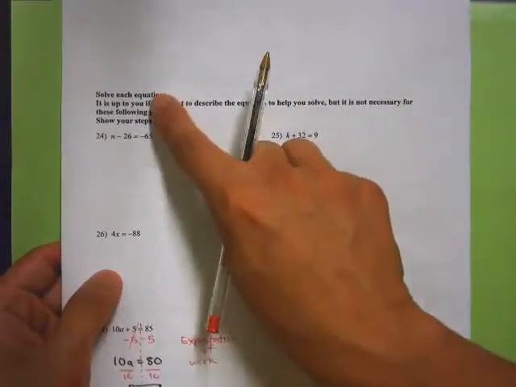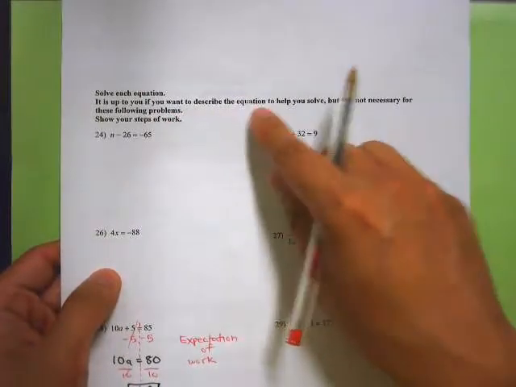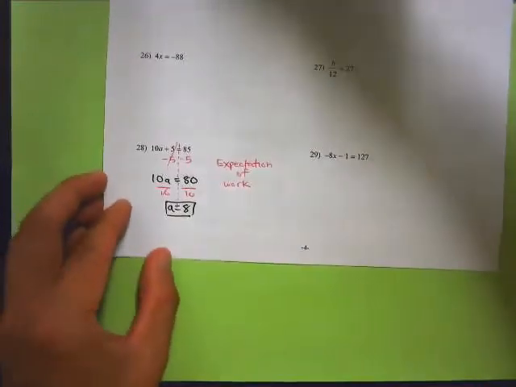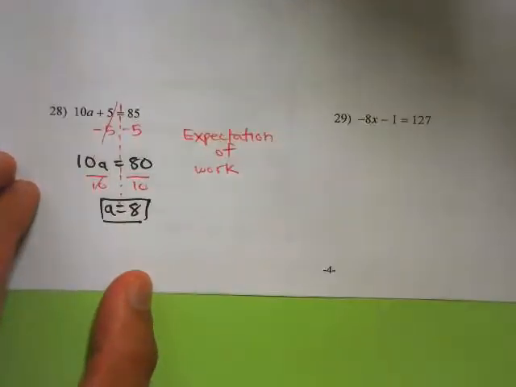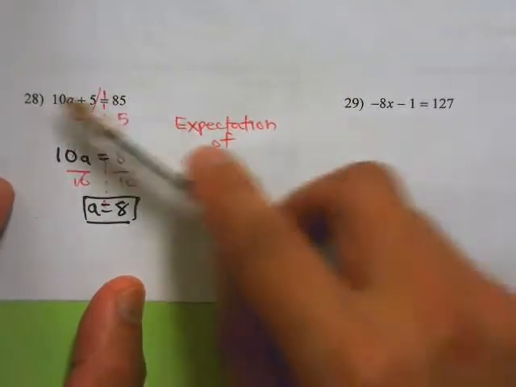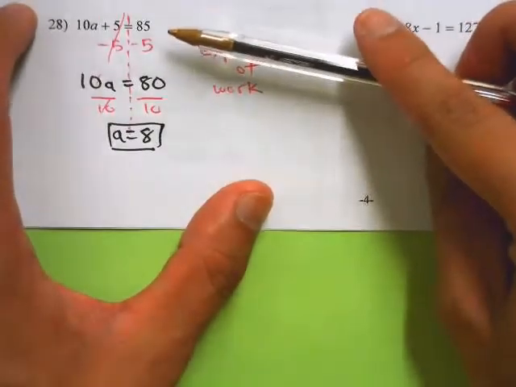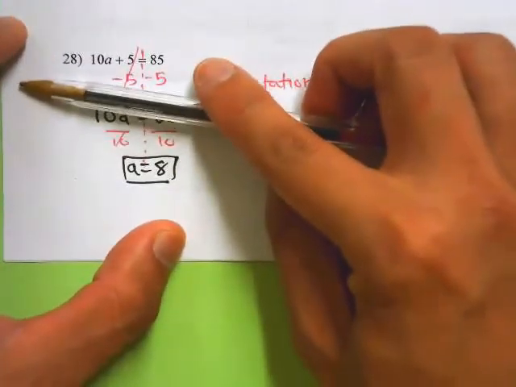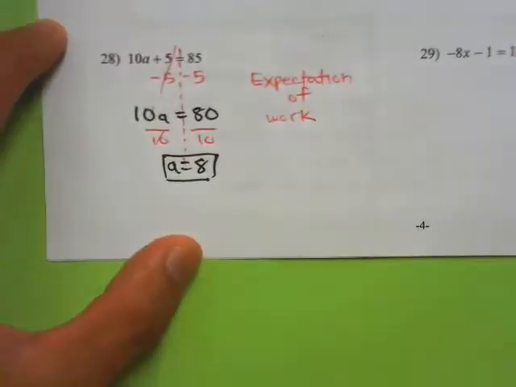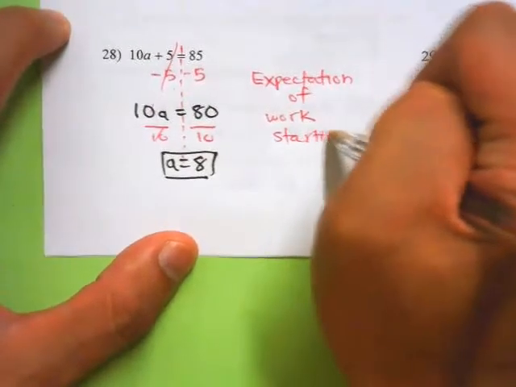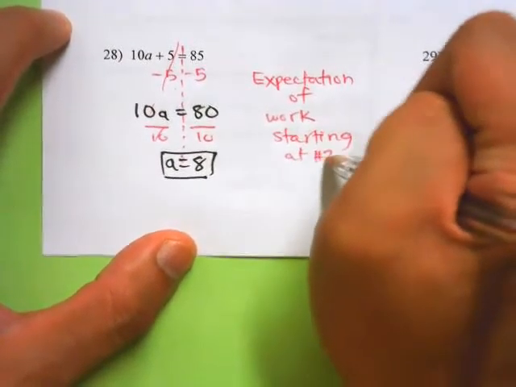And when you hit number 24, it's up to you if you want to describe the equation, but it is not necessary. You still need to show your steps of work. Look at how I did number 28, and you can copy this one down too. This is the expectation of the work that I need to see starting from number 24. I did not have to do the description because I think I get it already. If you want to put the description on the side, go ahead because it's going to help you out. But here's the expectation of the work starting at number 24 all the way to 35, I believe.